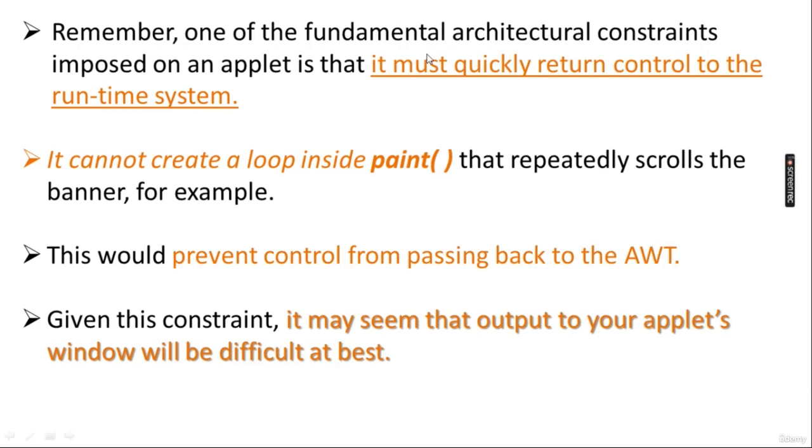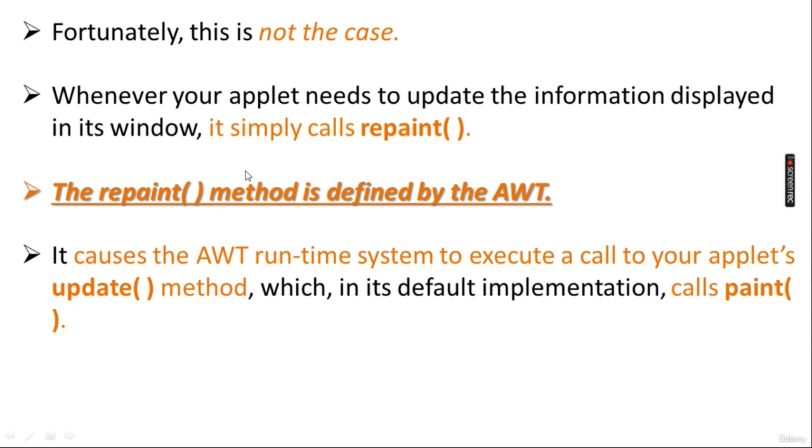One of the fundamental architectural constraints imposed on an applet is that it must quickly return control to the runtime system. It cannot create a loop inside paint that repeatedly scrolls the banner, like a for loop, because this would prevent control from passing back to AWT. So it may seem that output to your applet's window will be difficult at best, but fortunately it is not difficult.